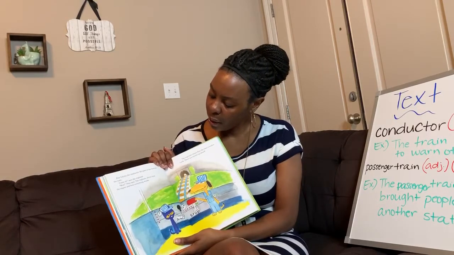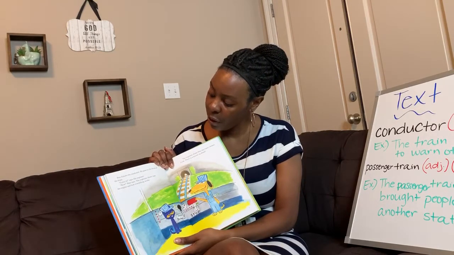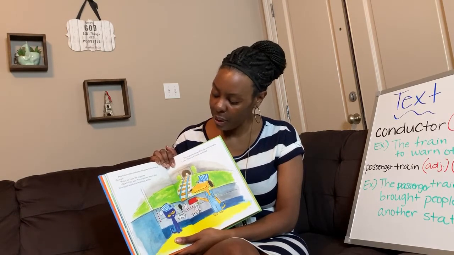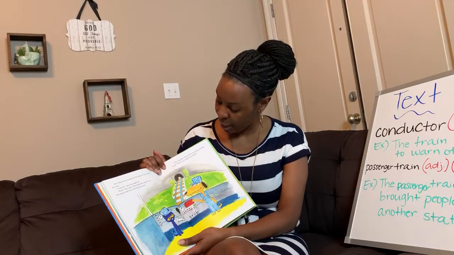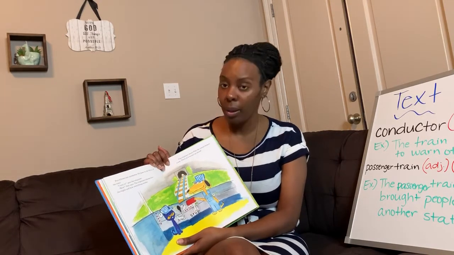Pete follows the conductor. He goes to the front of the train. Come in, says the conductor. Wow, Pete says. The engineer shows him the engine and how everything works. The engineer shows Pete the train's brakes. Look, there's a tunnel up ahead.